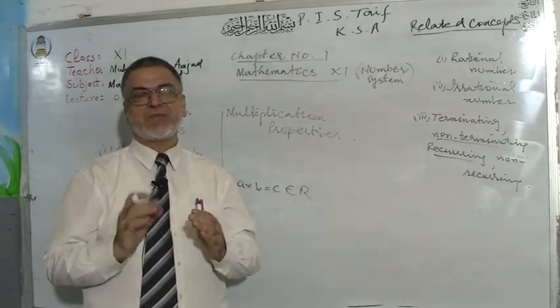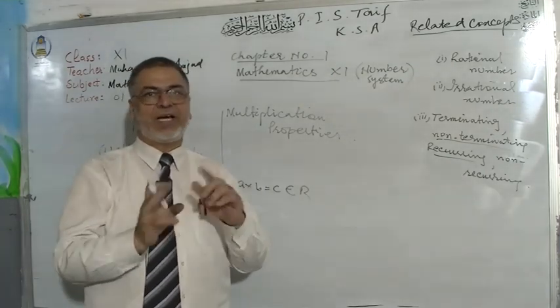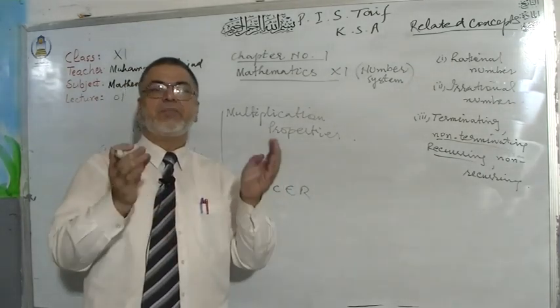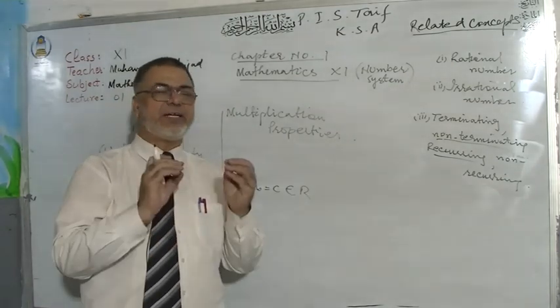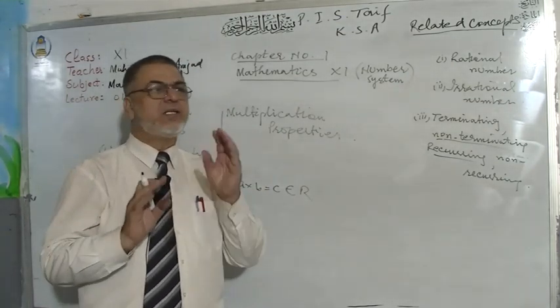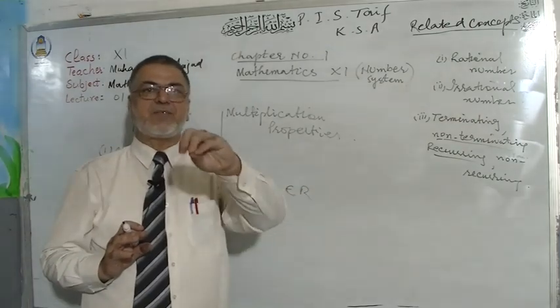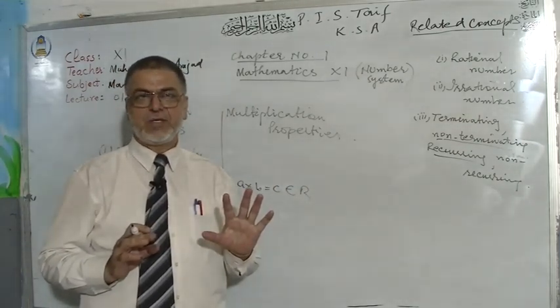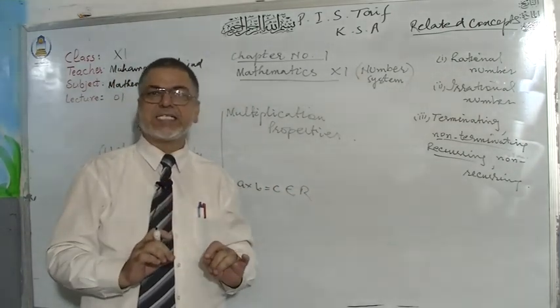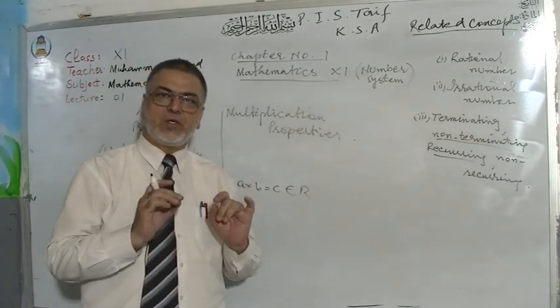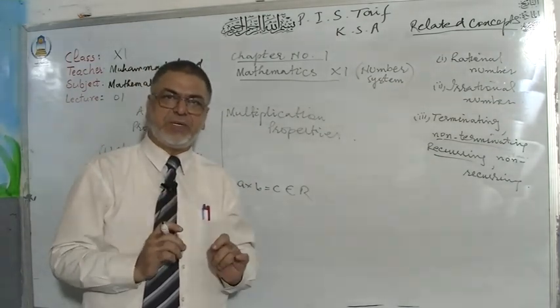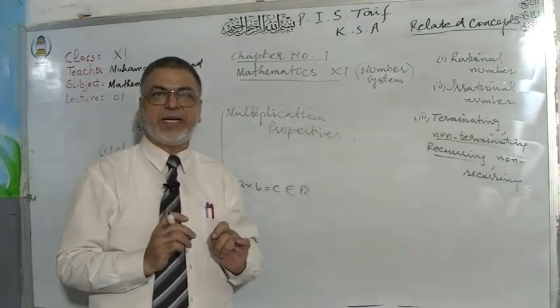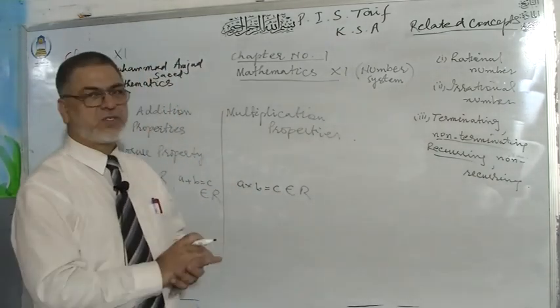Similarly, in the set of natural numbers, I am taking 5 and 6, and if we multiply them, then we will get 5 times 6 is 30. 30 is also a member of the set of natural numbers. So we can say that closure property of multiplication is satisfied in the set of natural numbers also.